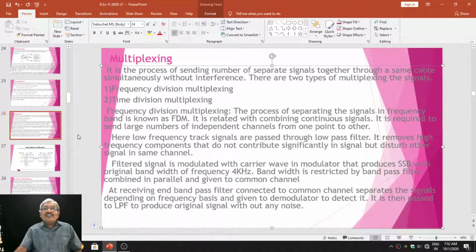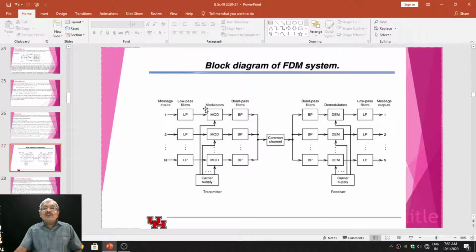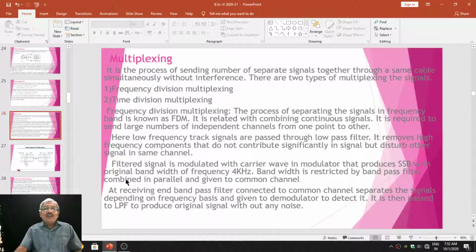Means this describes the transmitting end. So that is low pass filter, modulator and bandpass, and the output is given to the common channel. The same is true for the rest of the signals. The receiving end begins with the bandpass filter connected to the common channel, which separates the signals on a frequency basis and gives them to the demodulator to detect. It is then passed to the low pass filter to produce the original signal without any noise.